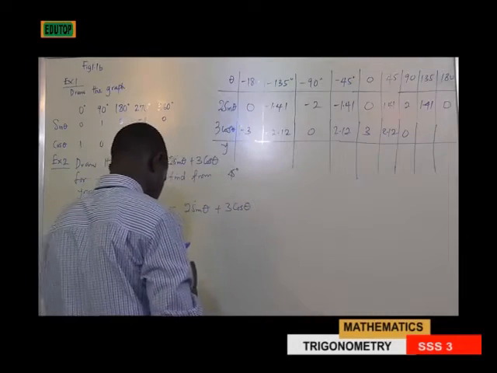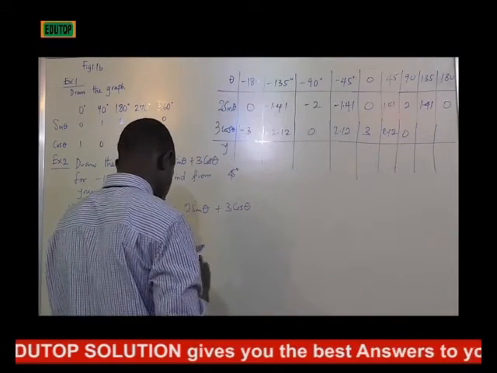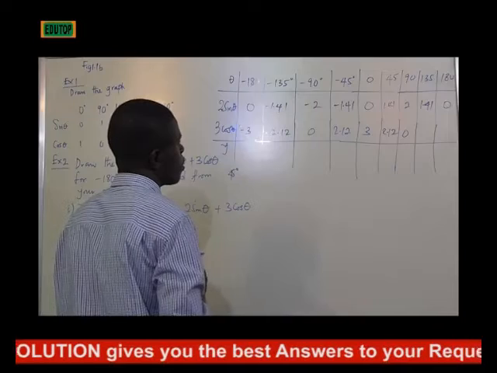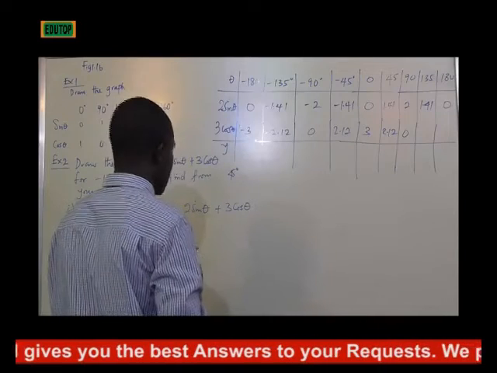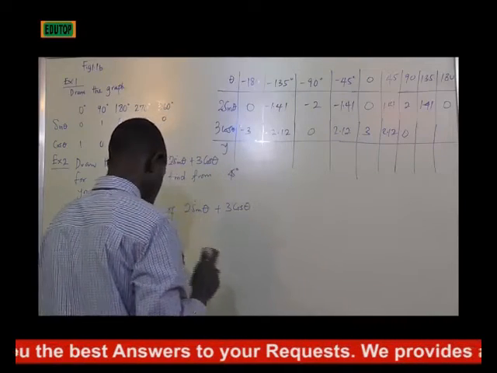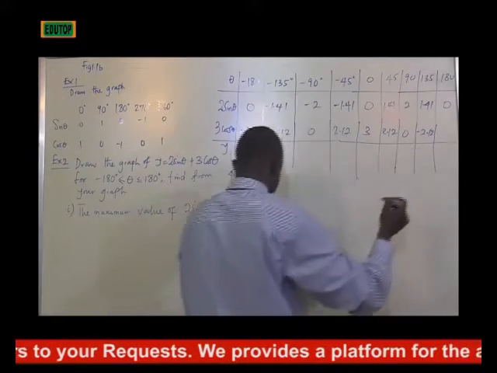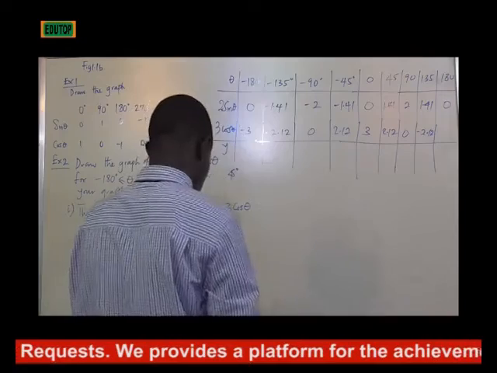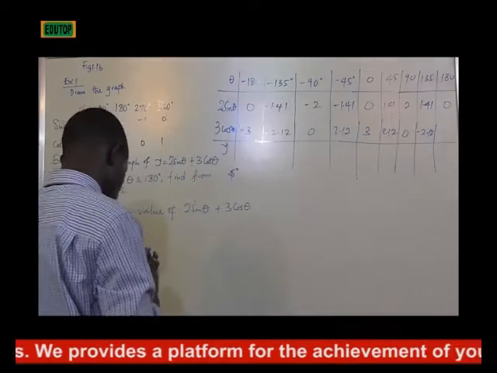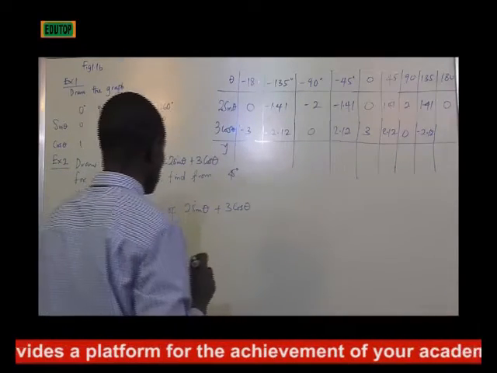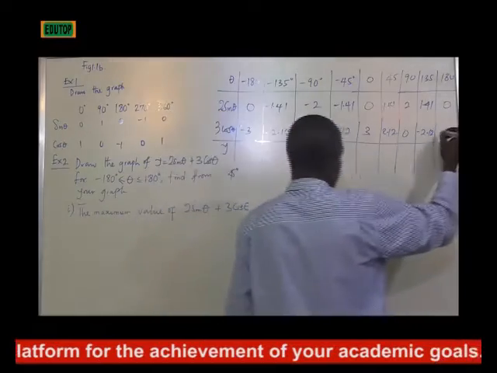And cos 135 times 3. That's minus 2.12. Then cos 180. Cos 180 should be minus 1. Minus 1 times 3, this is minus 3.